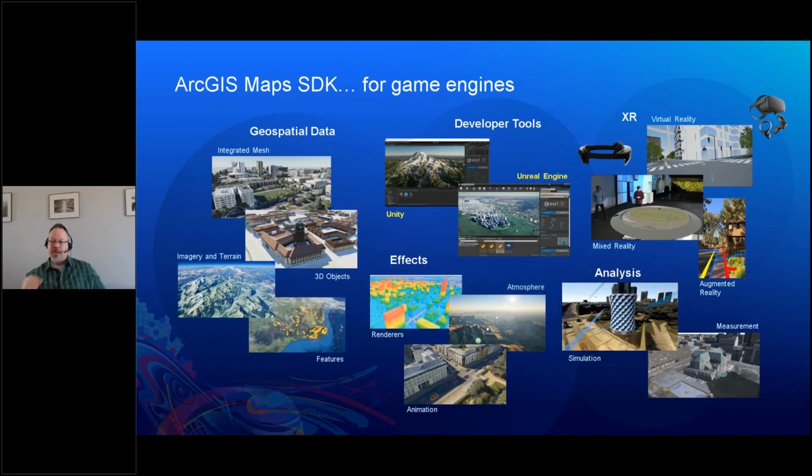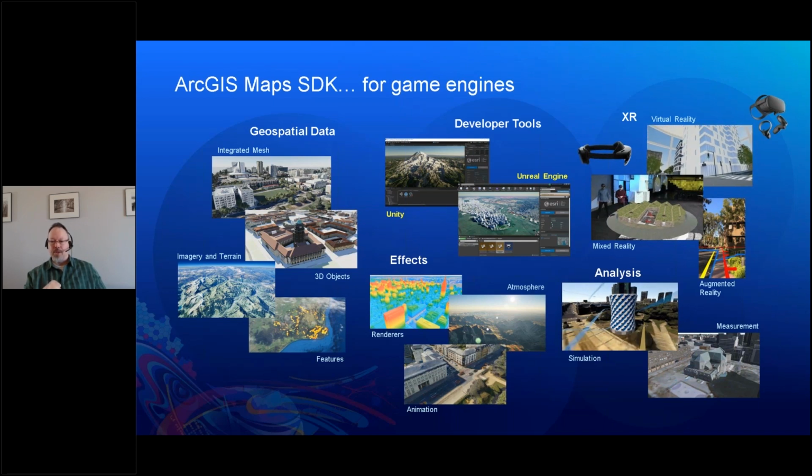So with that in mind, we are delivering the ArcGIS Maps SDK as a developer product that integrates with the two market-leading game engines, Unity and Epic's Unreal Engine. The ArcGIS Maps SDK for Unity and the ArcGIS Maps SDK for Unreal Engine are currently available in a beta program where they're distributed as plugins. Now, these products provide the foundation for bringing GIS to game engines.